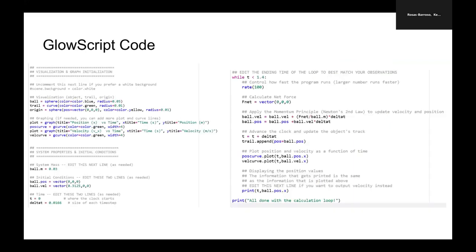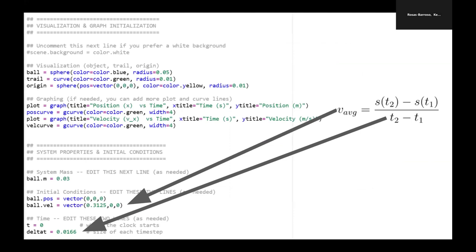And in terms of the GlowScript code, I changed the velocity of the ball to 0.3125 meters per second in the x direction, since the only force that acted upon the Expo marker was in the x direction. And this is what we used to later find the update for the position. And I changed delta t down here based on the difference between the two time instances that I used to calculate velocity.